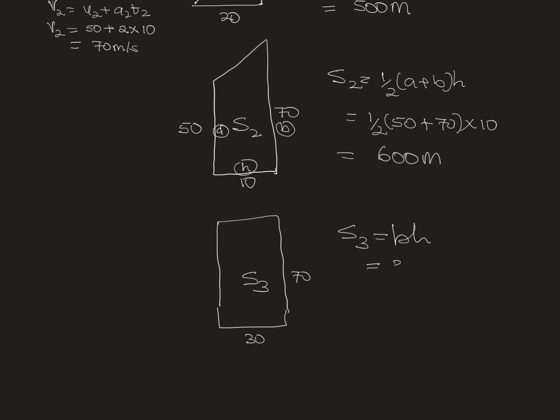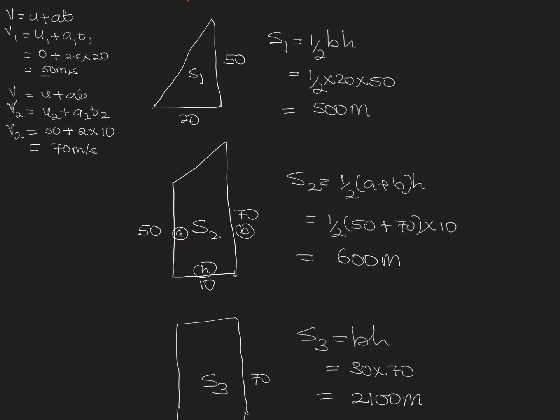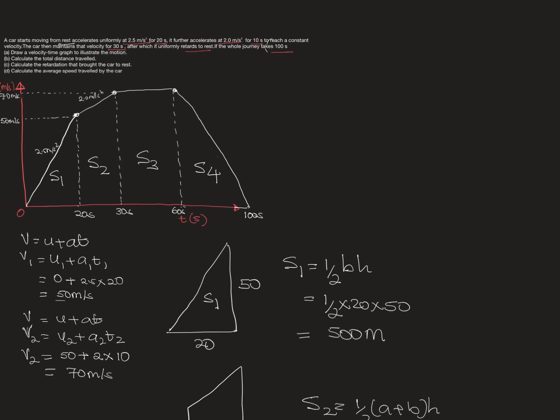So what is the base? It is 30 times 70. What do we have? 30 multiplied by 70, we have 2,100 meters. So we move on to find the area of S4.